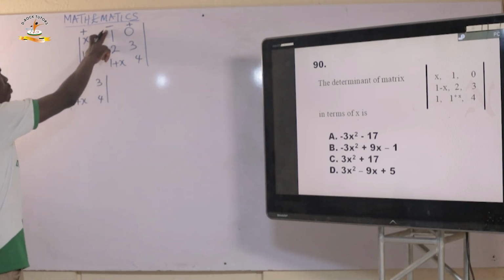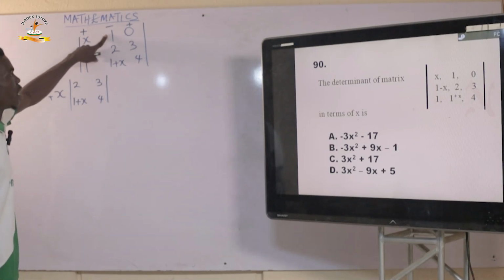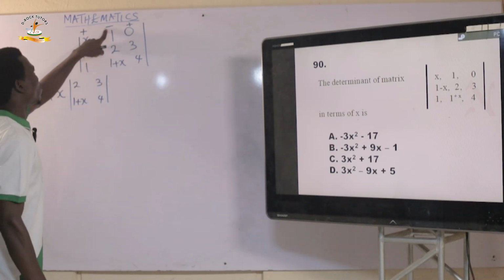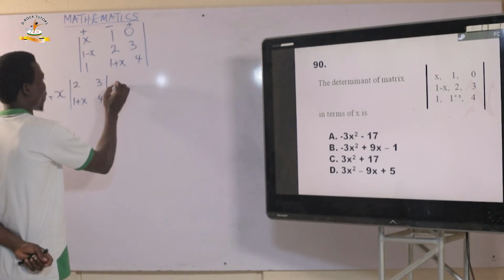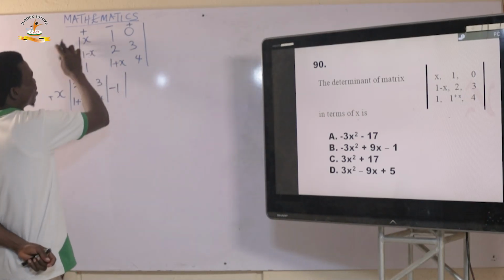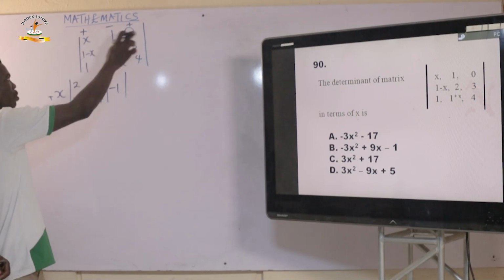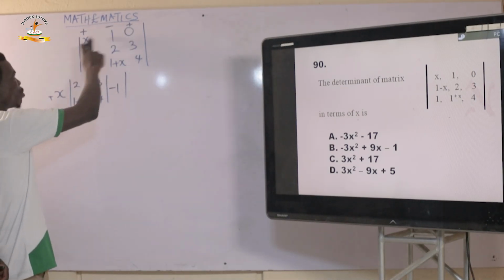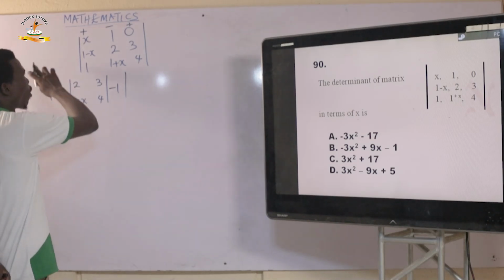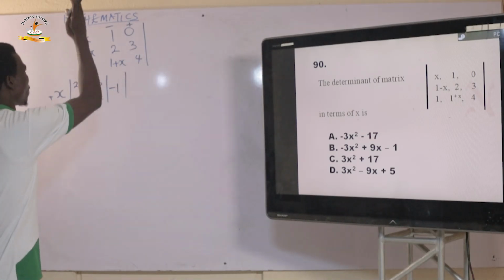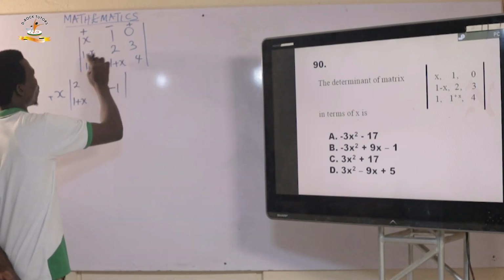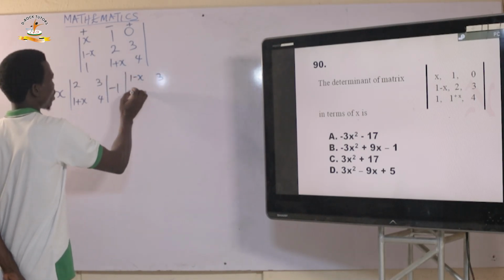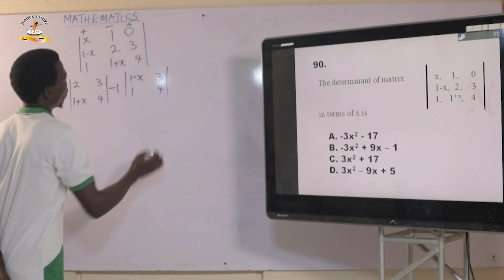So we go with this minus 1. It was 1 originally, so because of the sign factor we multiply it by minus, so it's still minus 1. Then we strike out anything that has to do with that row and the column that has to do with 1. Don't forget element 1 is in row 1 column 2. So we strike all of row 1, but this time all of column 2. So we are left with 1 minus x, 3, 1 and 4.